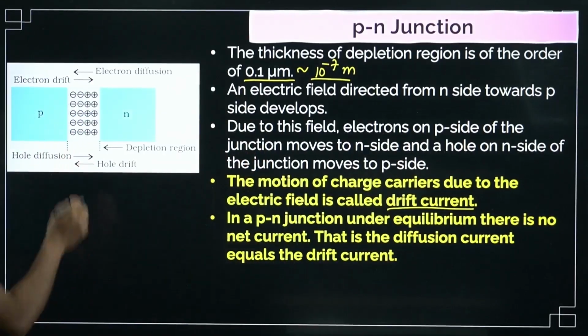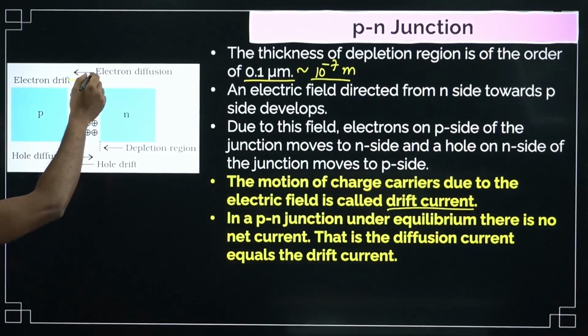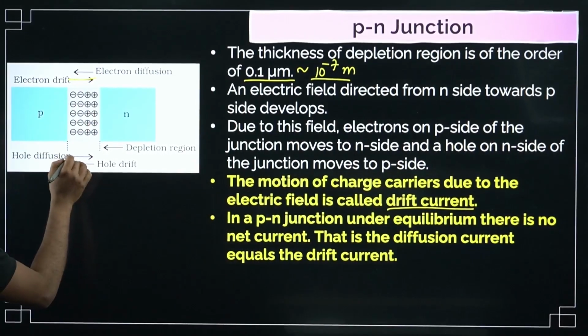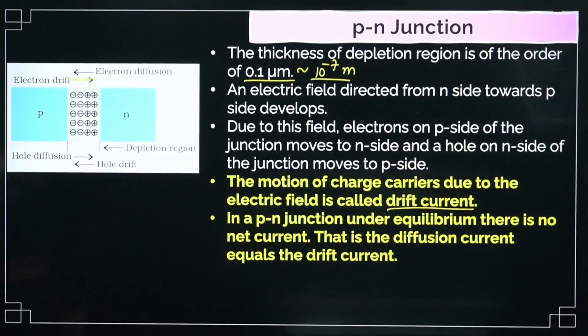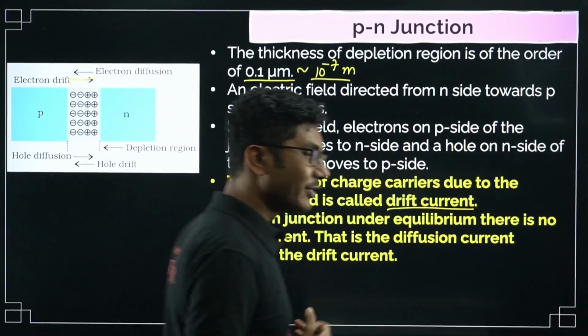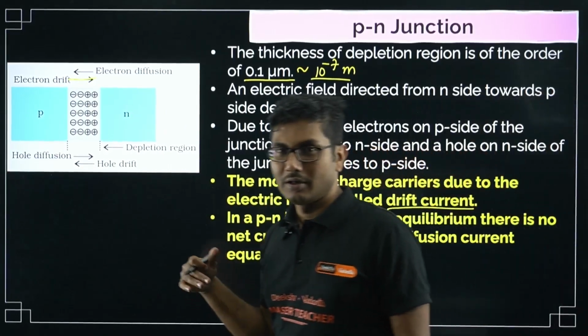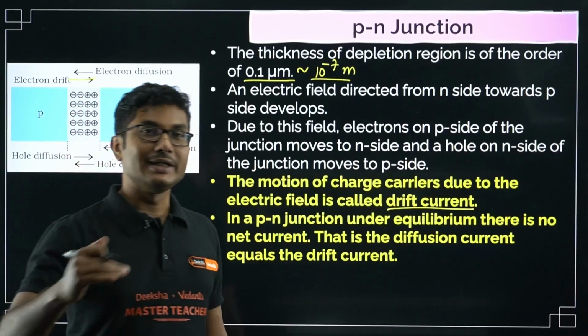As you can see, electrons are drifting from p to n side, electrons are diffusing from n to p side. Holes are diffusing from p to n side, holes are drifting from n to p side. So they are always moving in the opposite direction. So drift current and diffusion current are equal in equilibrium.